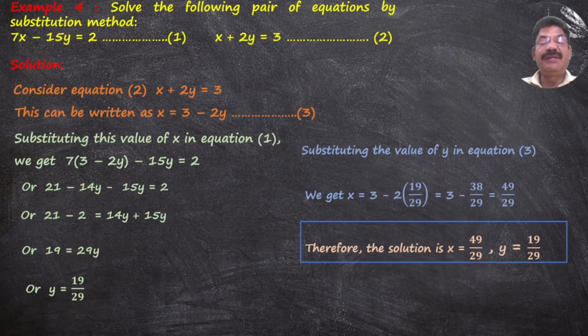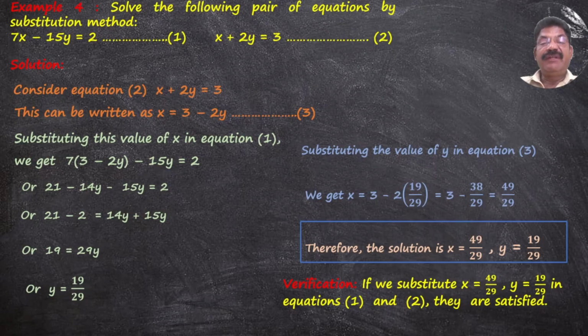So, it is very simple. From one equation, you find the value of x. You put this value of x in the other equation, you get the value of y. Then again, you can obtain the value of x by substituting the value of y. So, it is very simple. You can verify this answer by substituting the values of x and y in equations 1 and 2.